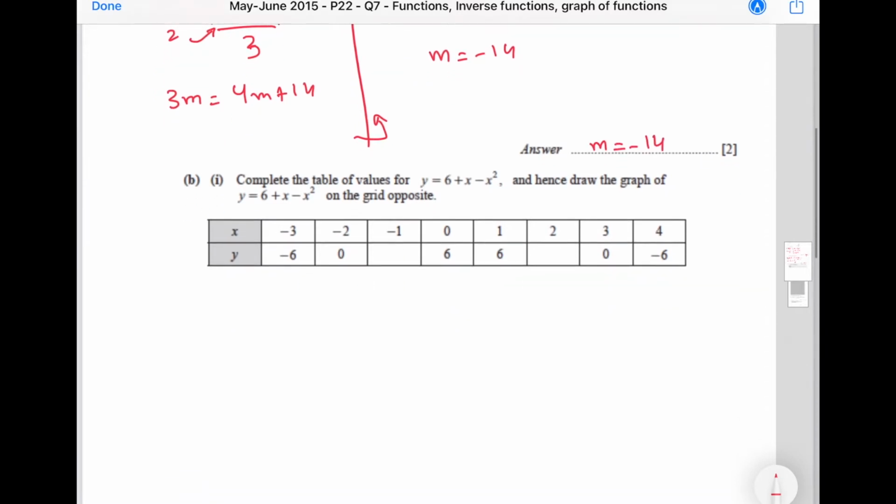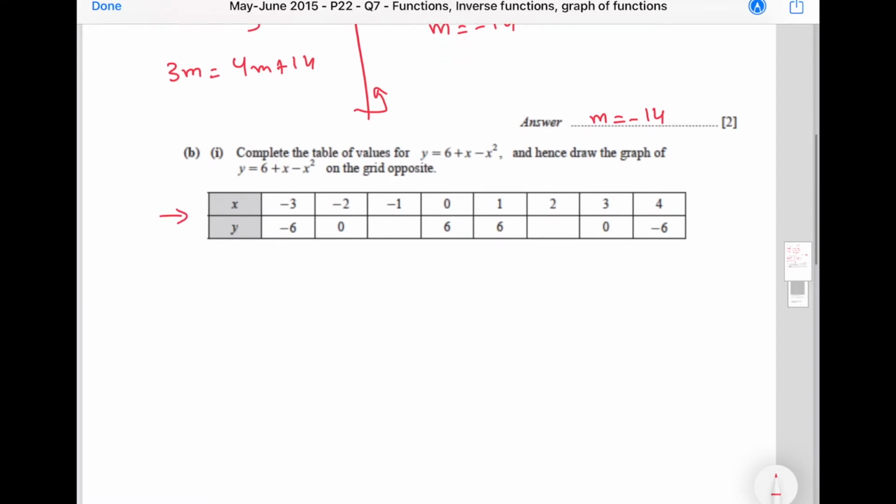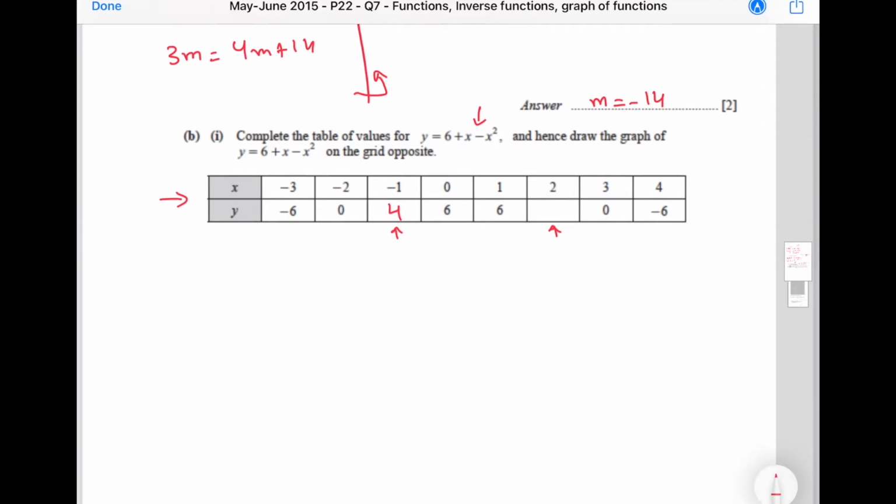The next part says, complete the table of values for y equals 6 plus x minus x squared and hence draw the graph of y equals 6 plus x minus x squared on the grid opposite. So first we have to find the missing values in this table. This one is one of them and the other one is this. So when we substitute negative 1 into this equation, let's see what we get. 6 minus 1 minus (negative 1) squared. This gives us 4. The next one, let's substitute 2 into the same equation. 6 plus 2 minus 2 squared is 4. This becomes 4 as well.